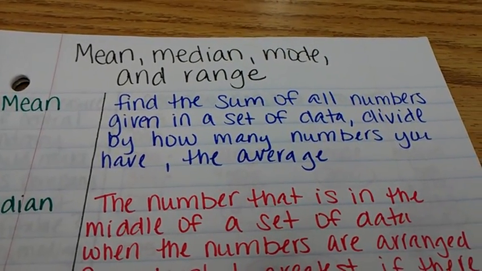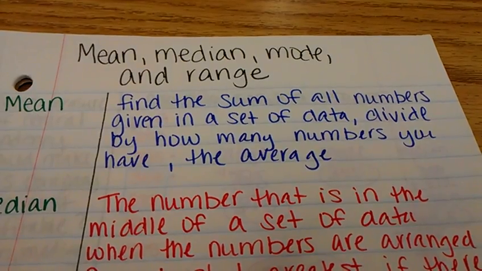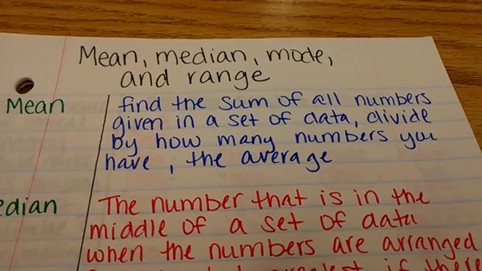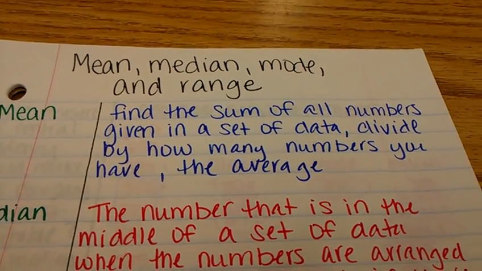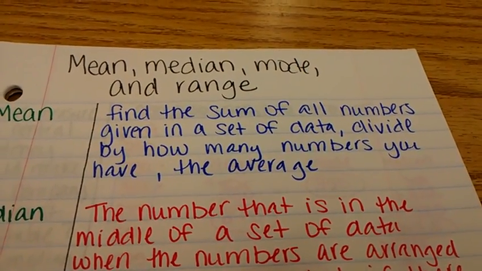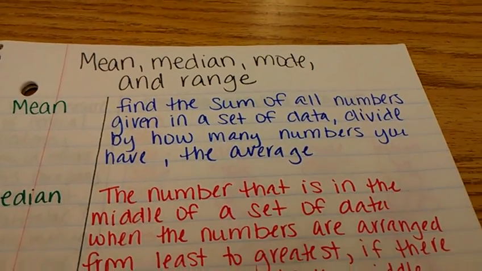So, mean. To find the mean, you're going to sum all of your numbers in a given set of data. However many numbers you've got, you're just going to add them all up, and then you divide by however many numbers you have. It's basically your average.